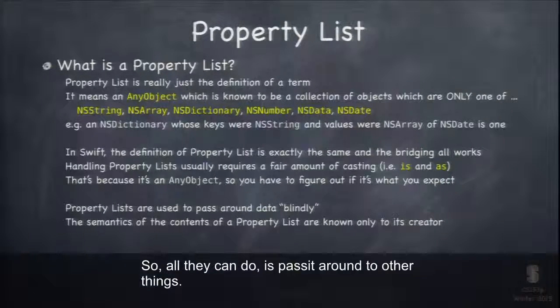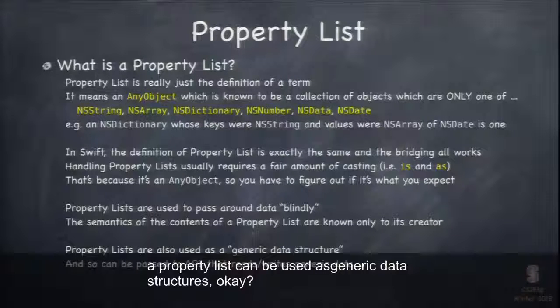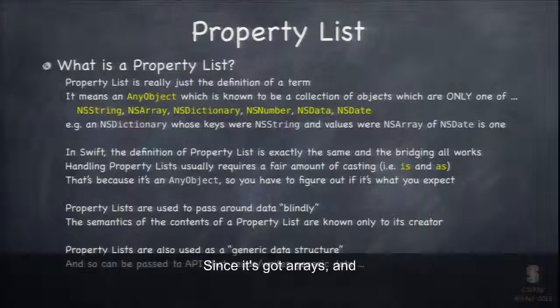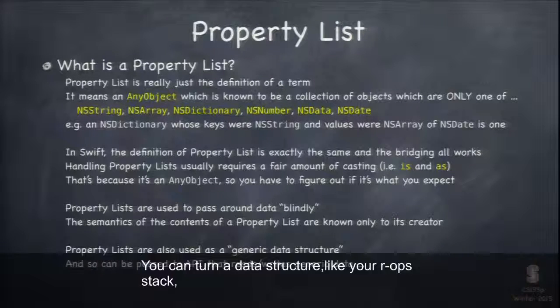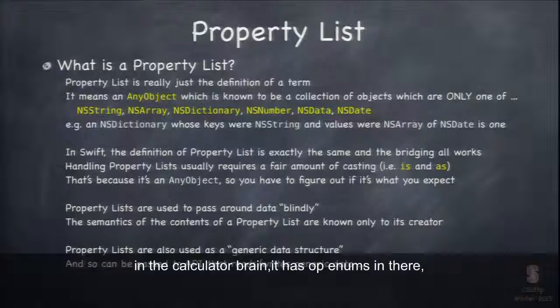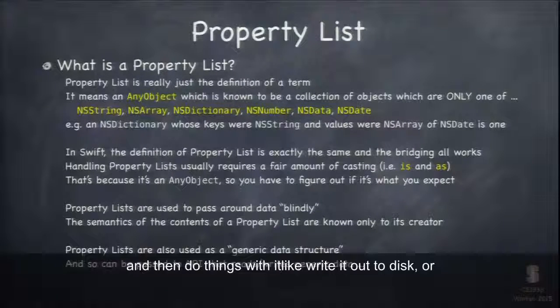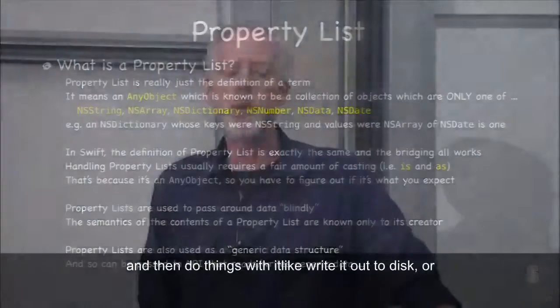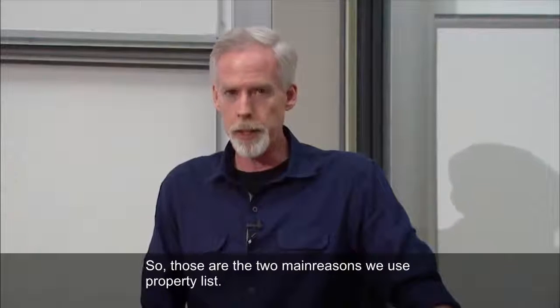So all they can do is pass it around to other things. So it's good for blind data passing. The other thing is a property list can be used as generic data structures. Since it's got arrays and dictionaries and numbers and dates and all that in there, you can turn a data structure like our op stack in the calculator brain. It has op enums in there. That's not a generic data structure, but we could turn it into a generic data structure, for example, and then do things with it like write it out to disk or send it over the network or things like that. So those are the 2 main reasons we use property list.